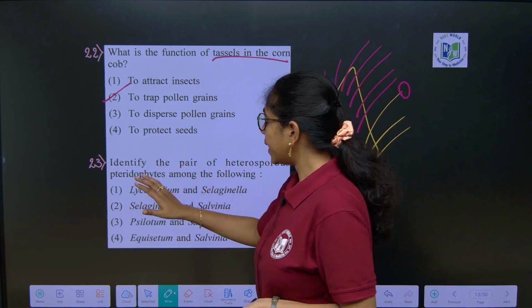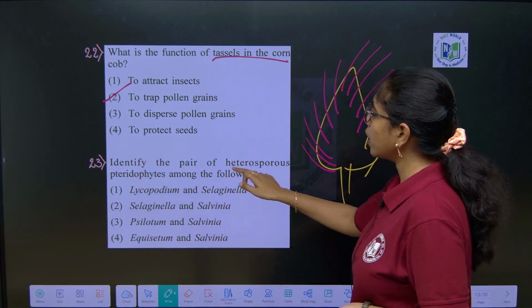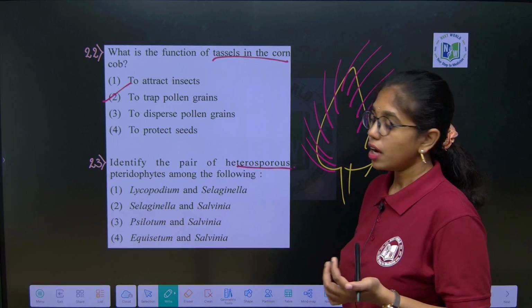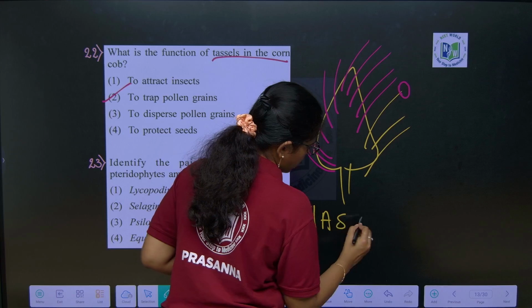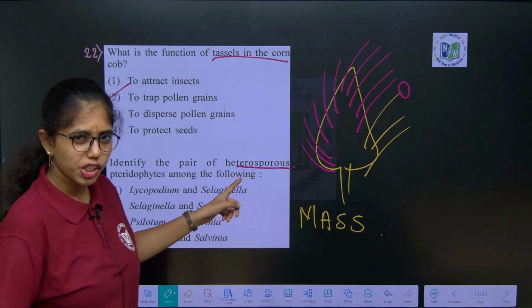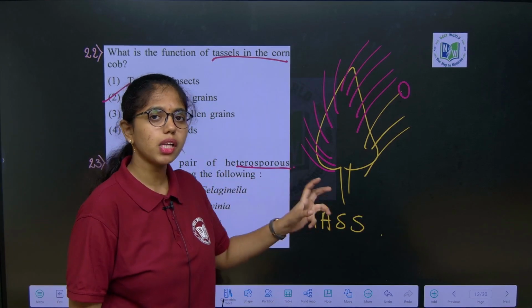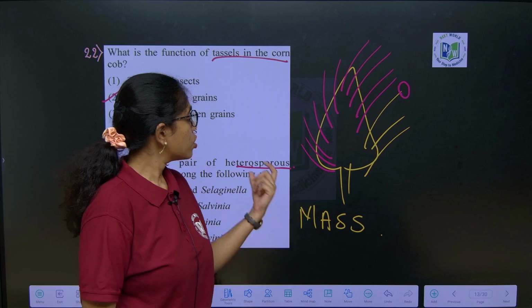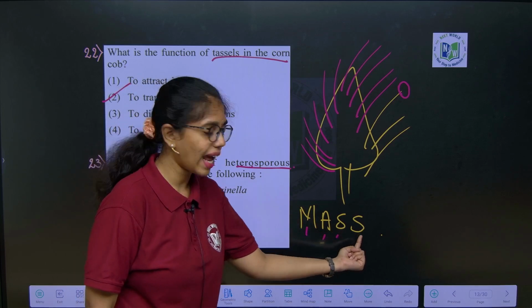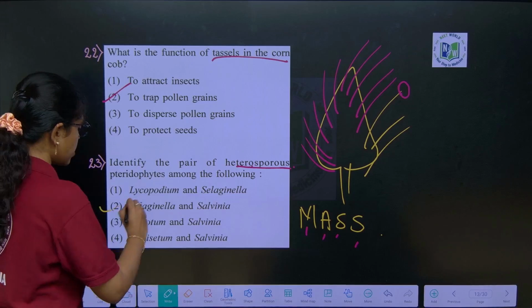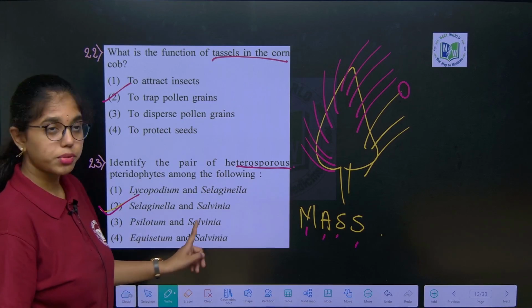Next, identify the pair of heterosporous pteridophytes. For this, the best mnemonic I can give you is MARS. The heterosporous condition is first observed in pteridophytes only, right? So the best examples are Marsilea, Azolla, Selaginella and Salvinia. Selaginella and Salvinia, option 2.